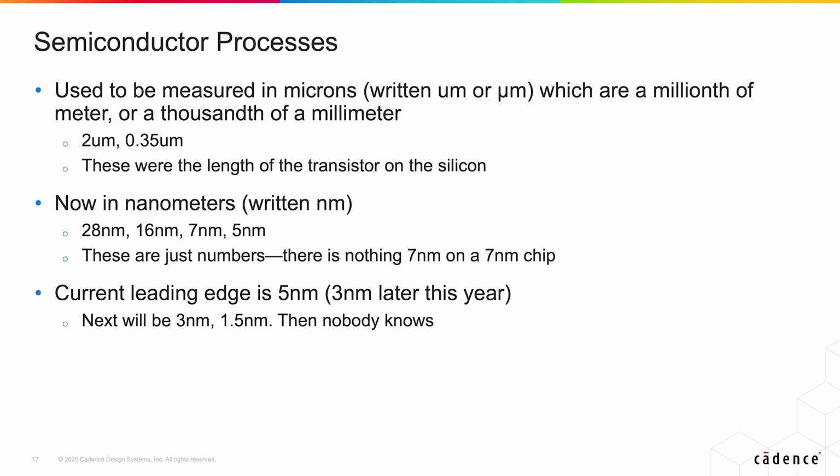They're just kind of numbers. They used to mean something, but now they don't really mean anything. They're just numbers you can think of them as marketing. 5 is better than 7, 3 is better than 5, but that's about it.